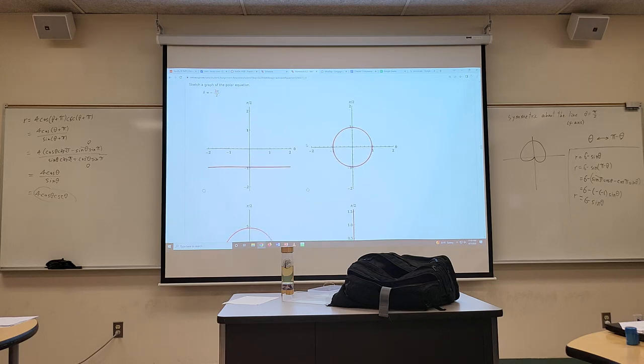Consider the equation theta equals negative 3 pi over 2. Now, it's degenerate, meaning there's no r. So it doesn't matter what r is. R is free. At any radius, theta will always equal negative 3 pi over 2. Which of these is that going to look like?